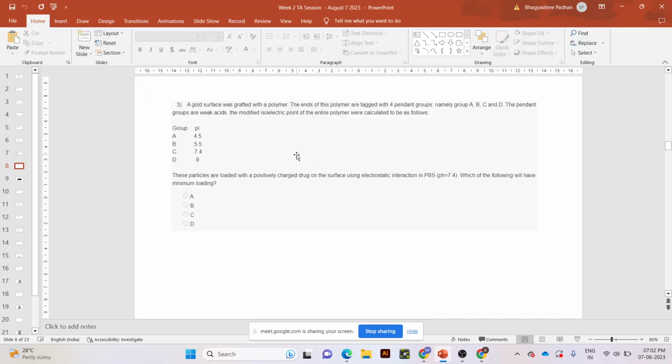Now the question is saying these particles are loaded with a positively charged drug on the surface using electrostatic interaction. So if the particle is already positively charged and we are further loading it with a positively charged drug, it will repel these positively charged drugs. So option D, that has an isoelectric point of 9, will repel the drug and will have the minimum loading. So option D is the correct answer.